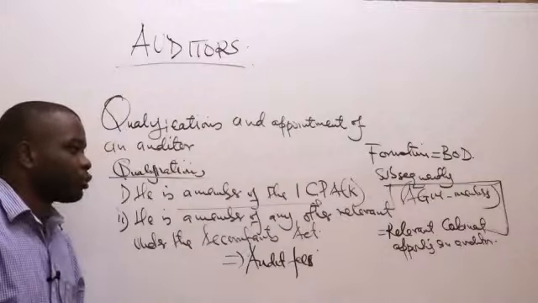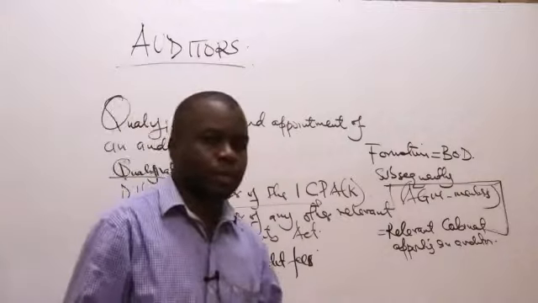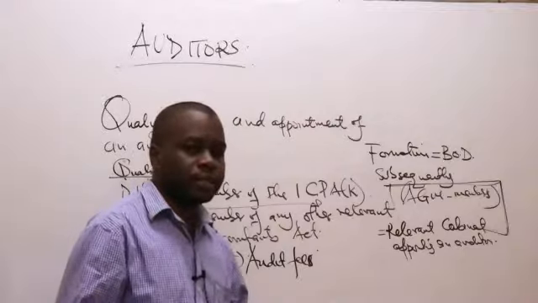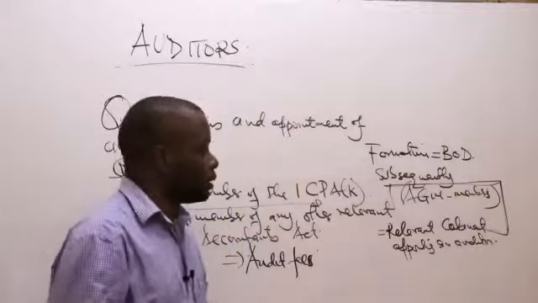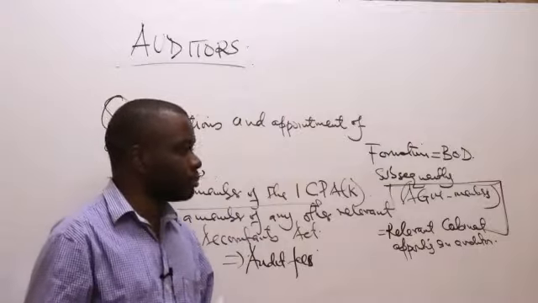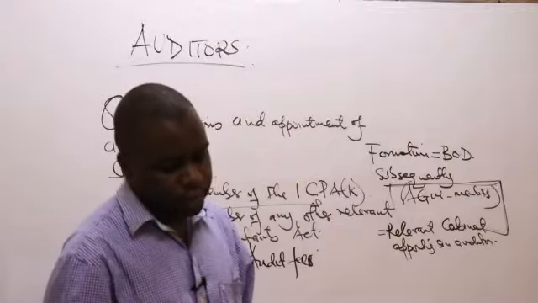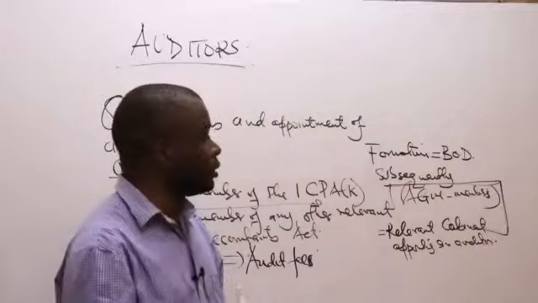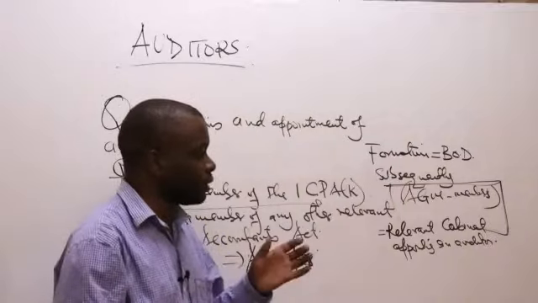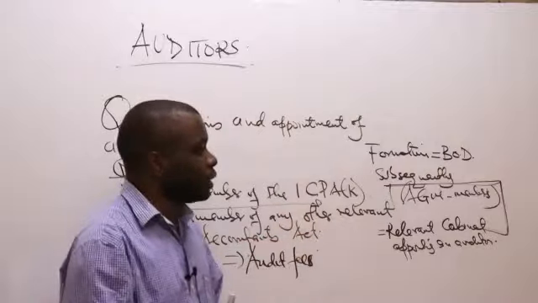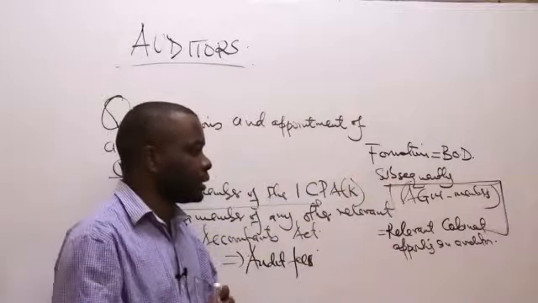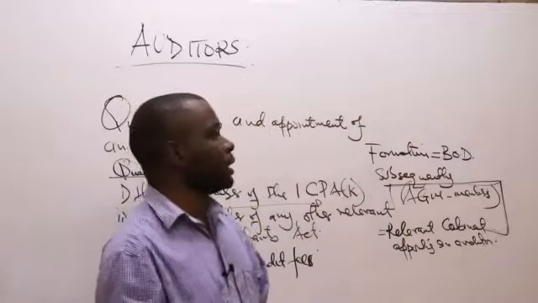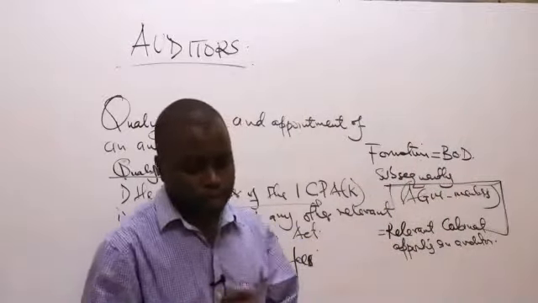Then number 3, if there's a casual vacancy in the office of the first auditor, the directors will appoint his replacement. Just say it will be filled by the directors. So remember, there's a casual vacancy that has arisen before the first AGM. So the directors are the ones who appoint the auditor to serve until the end of the first AGM. So it will be filled by the directors of the company.